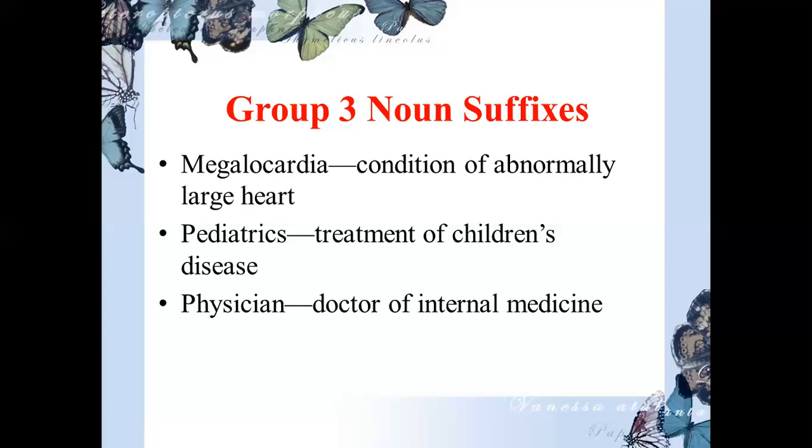So this suffix is a compound suffix, which means it is made up of 2 parts. So we just put this together. Algia just means painful condition. So this word means painful condition of nerves.